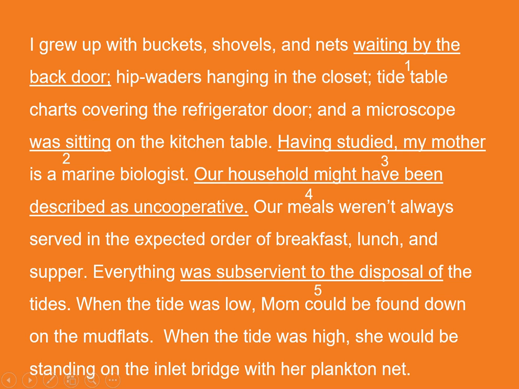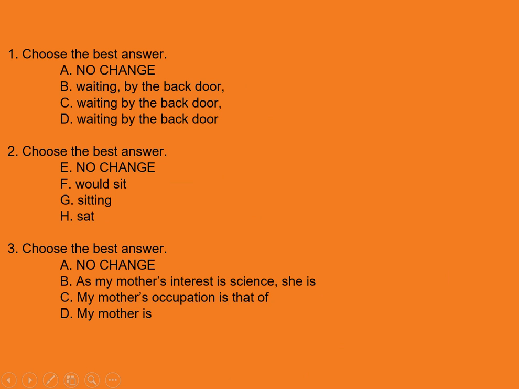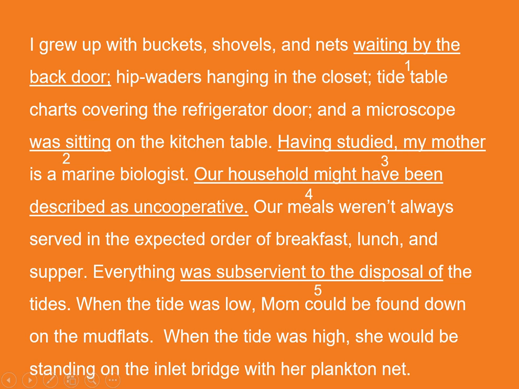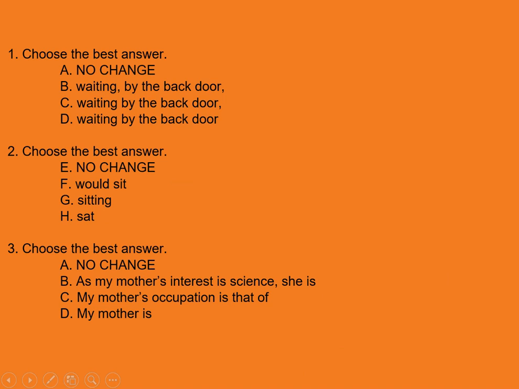No change. Technically, this is grammatically correct, but on the ACT, they're going to want the most succinct sentence that you can put together. So this may not be what we want. B, as my mother's interest is science, she is a marine biologist. Again, technically grammatically correct, but it's not the most succinct thing. My mother's occupation is that of a marine biologist. Not super succinct. Or number 3, my mother is a marine biologist. That's going to be your answer there. D. My mother is a marine biologist. Again, that's because this is the most succinct answer choice that you could have that is still grammatically correct.